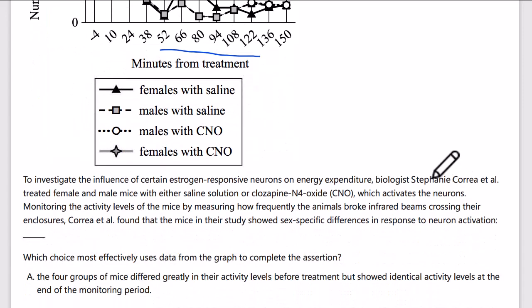To investigate the influence of certain estrogen-responsive neurons on energy expenditure, biologists treated female and male mice with either saline solution or clozapine N-oxide, which activates the neurons. So I guess the saline solution is the control. It's basically the nothing, would be my guess here. And then the clozapine would be the actual estrogen neurons that are being affected here.